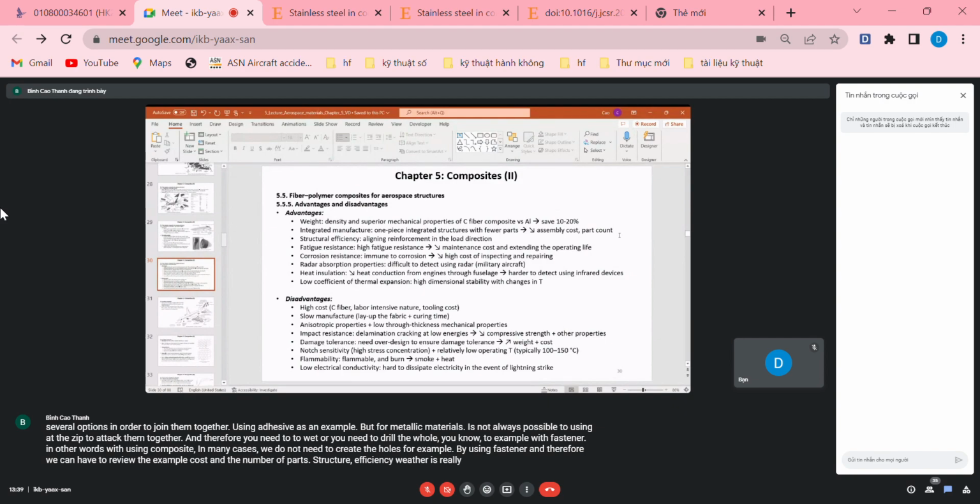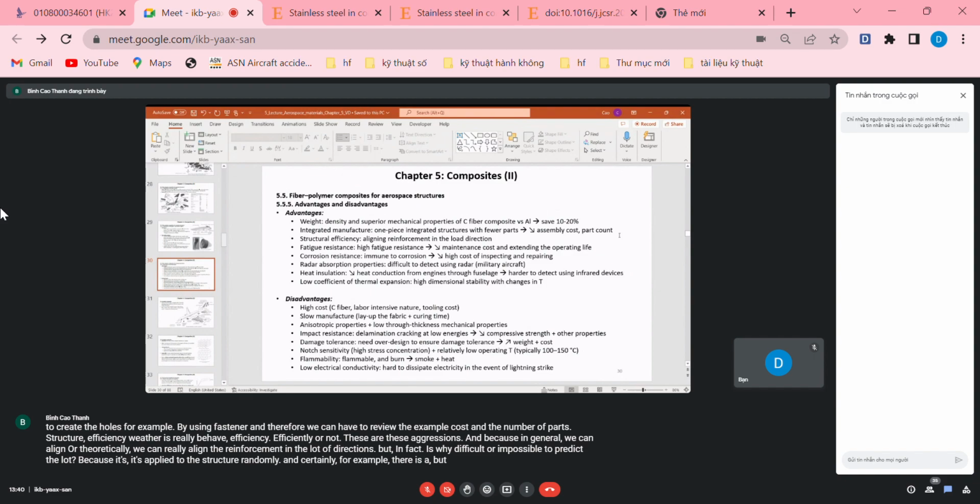Structure efficiency, whether it really behaves efficiently or not. These are questions. Because in general we can align, or theoretically we can align the reinforcement in a lot of directions. But in fact, it's quite difficult or impossible to predict the load, because it's applied to the structure randomly.